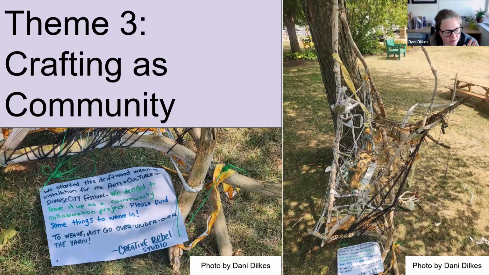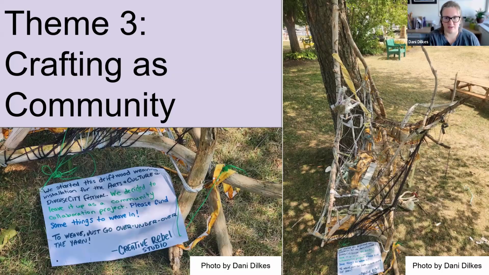Actually a year ago, I took myself on a self-imposed writing retreat to Prince Edward Island, which is in Eastern Canada, to finish writing my dissertation. And while I was there, I biked around a lot and I came across this community weaving. They had set it up with sticks with natural elements and instructions that say we started this driftwood weaving installation for the Arts and Culture and Diversity Festival. We decided to leave it up as a community collaboration project. Please find some things to weave in. To weave, just go over, under, over the yarn from Creative Rebel Studio.